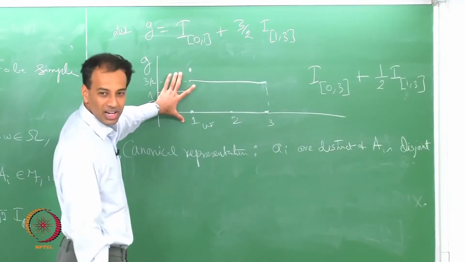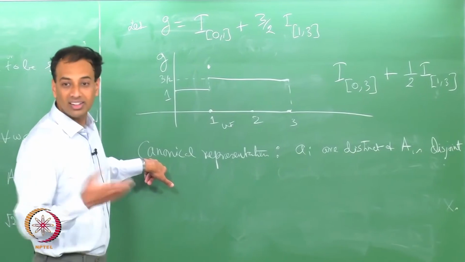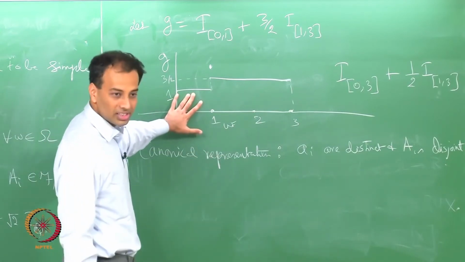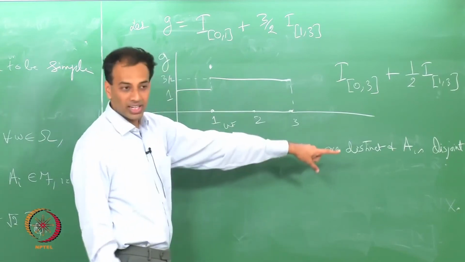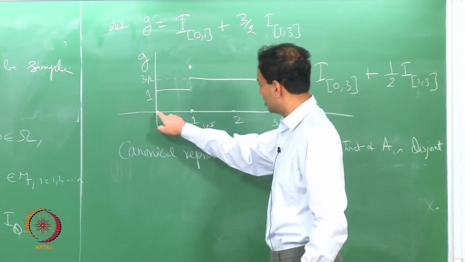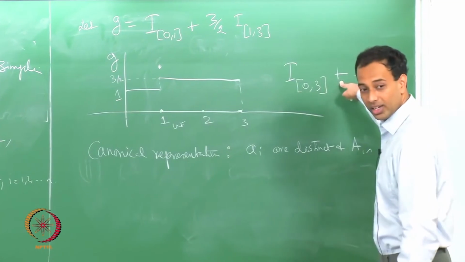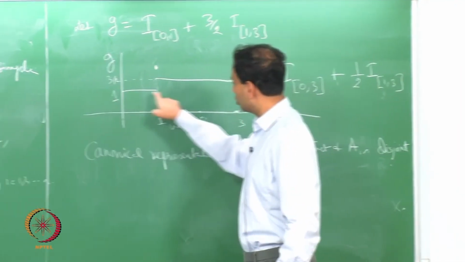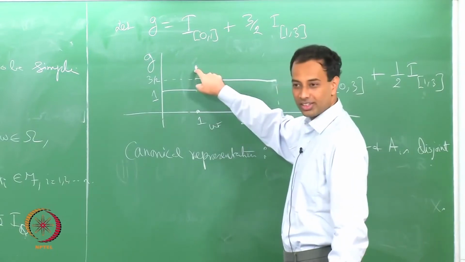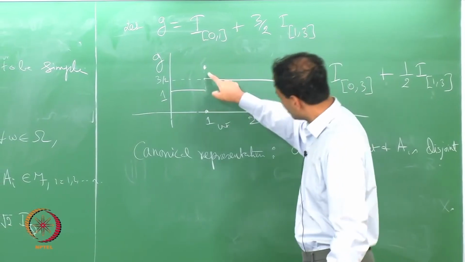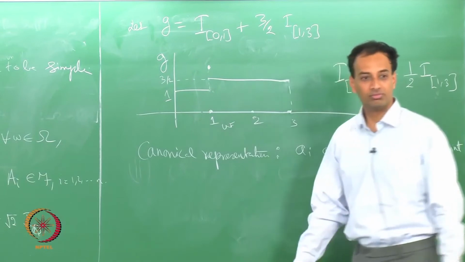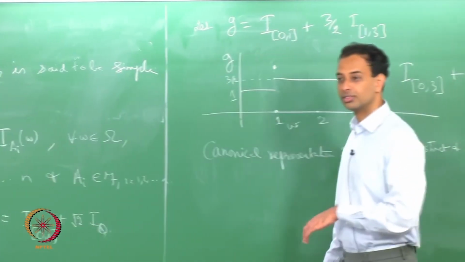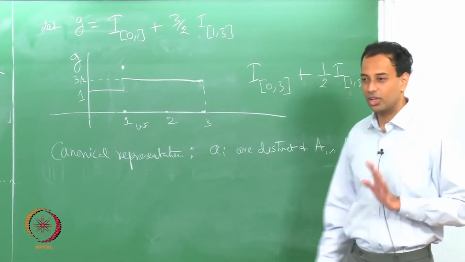By the way, the word canonical just means standard representation. So, for this function, for example, you want small a_i's distinct and big A_i's disjoint. Neither of these is canonical. Why? This disjointness does not work, right. So, you will write it as the indicator of 0 to 1 open at 1, then 5 over 2 or something times the indicator of the singleton, plus the indicator of open 1 close 3, the whole interval, right. Similarly, you can think about what it should be here. So, that is called the canonical representation.